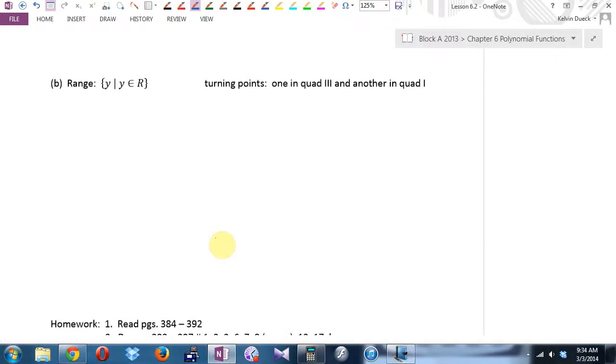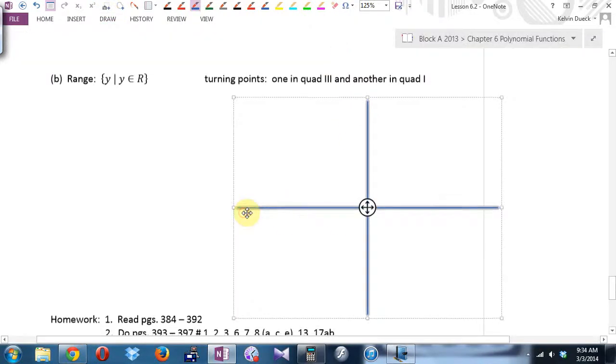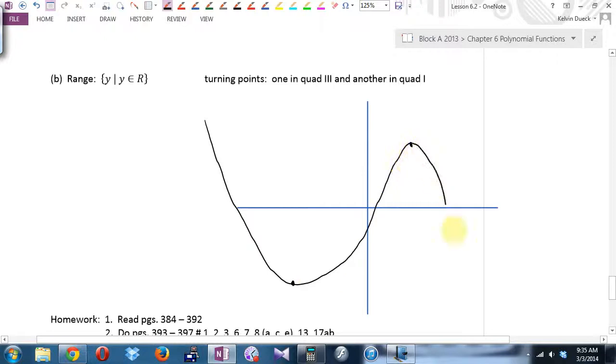All right. The range, oh, hang on, turning points. Again, let's do a little sketch here. Turning points, there's one in quadrant 3, another in quadrant 1. And the range is all reals. It's a cubic, and what must it look like? I think it has to start in quadrant 2, and I think it has to leave in quadrant 4. That's the only way that I can have turning points in those locations.